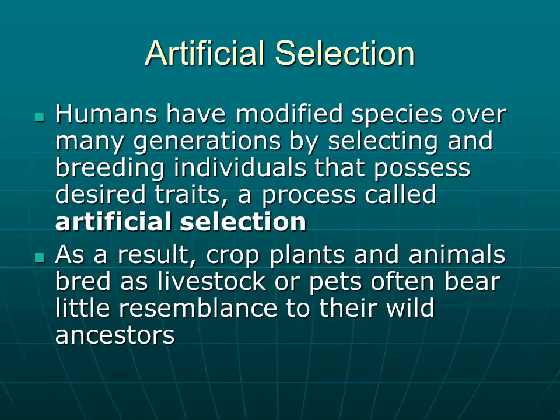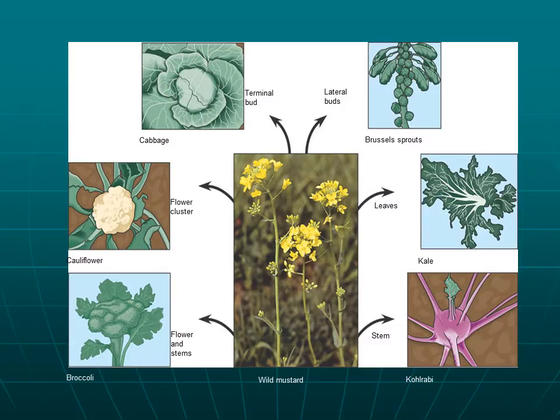I always like to think of it this way: if you have a certain dog breed you like, or these new designer dog breeds or designer cats, we have artificially selected certain traits that we deem desirable, and we've bred those animals in such a way that we can produce them to our benefit. So this is an example of how we've done that.